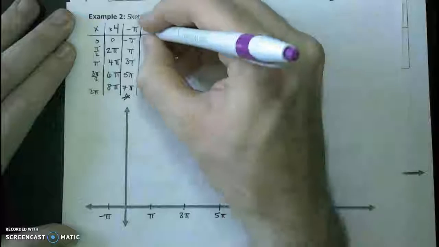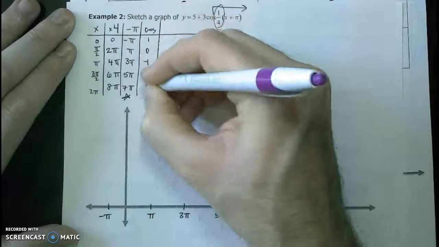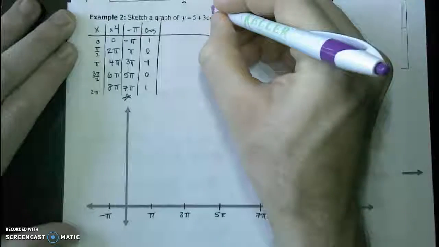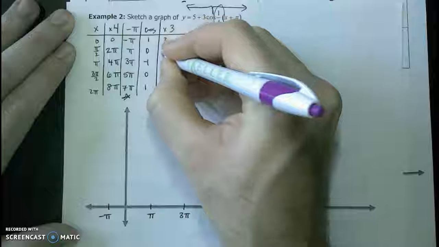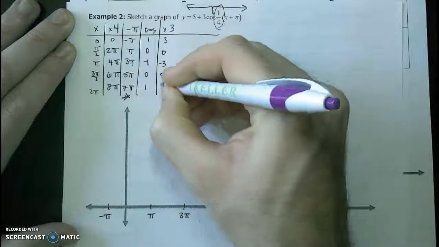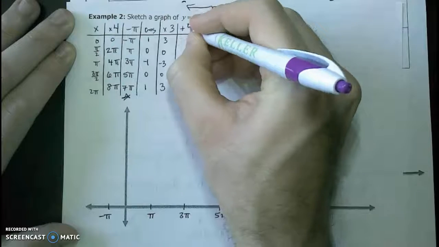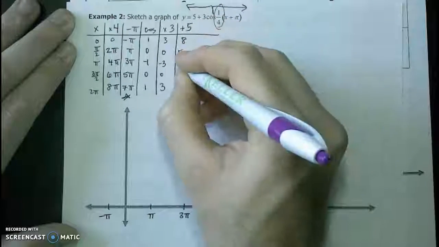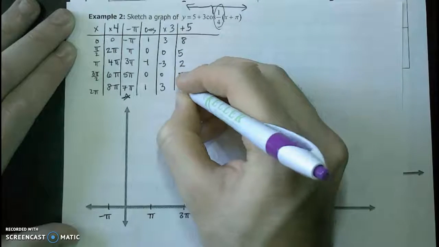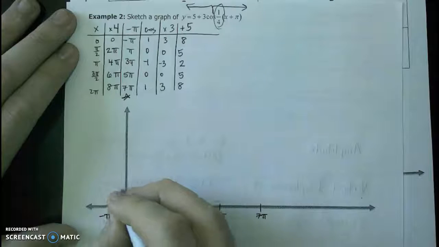Then we have our cosine values, which are 1, 0, -1, 0, and 1. And we're going this way in the equation. We're going to multiply by 3 next. And we're going to add 5 to all of those. So that'll be 8, 5, 2, 5, and 8. Those are the y values we're going to graph.